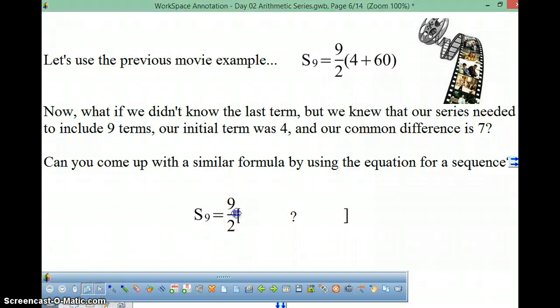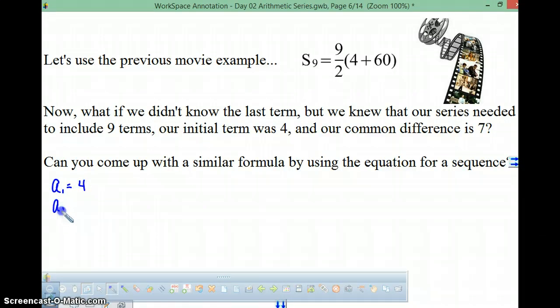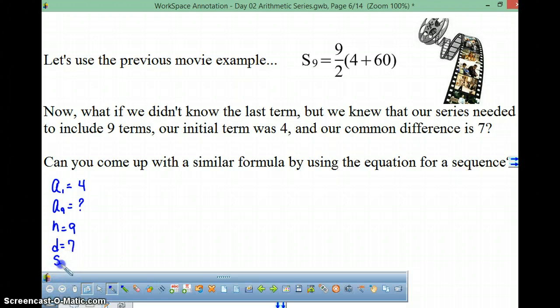All right. Let's try something a little bit more challenging. Just going to clear a few things away. Using the same example from before, what happens if we know the first term? The first term was 4. We don't know the last term, a sub 9. That's a question mark. We do know n. We know there's 9 terms. We know that the common difference was 7. And we want to find S sub n.